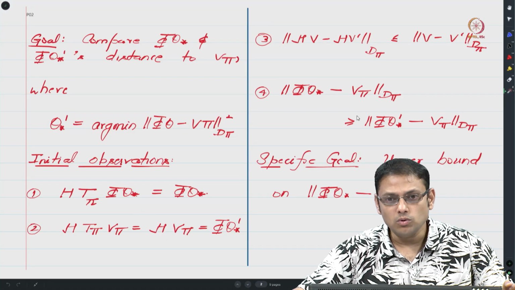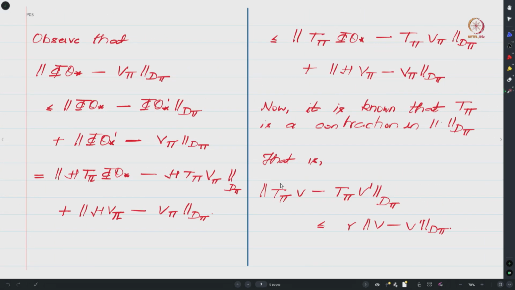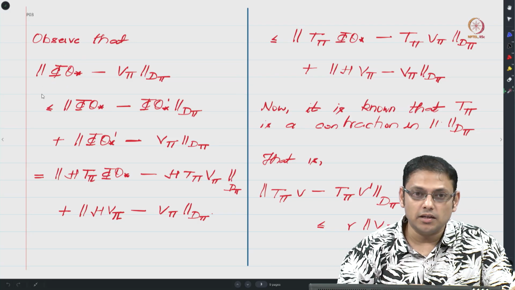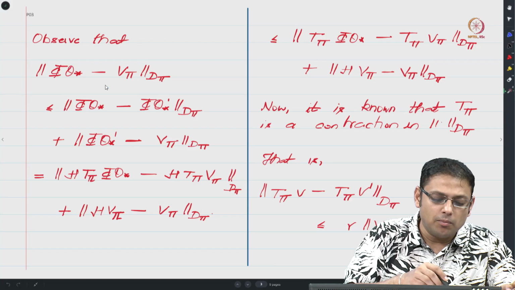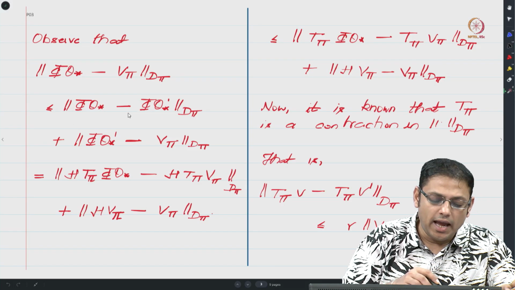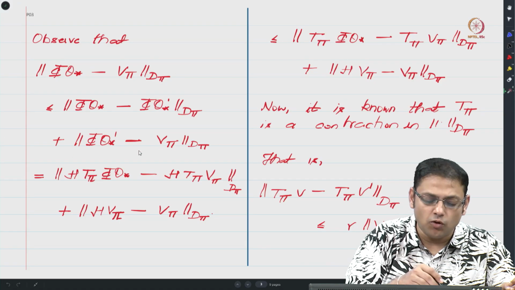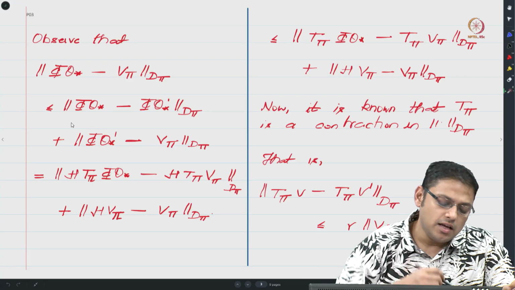So our goal now is to obtain an upper bound on phi theta star's distance to v pi. So let us begin that computation. I hope you agree that by triangle inequality, phi theta star's distance to v pi can be upper bounded by the distance between phi theta star and phi theta star prime, plus phi theta star prime's distance to v pi. This just follows from triangle inequality.